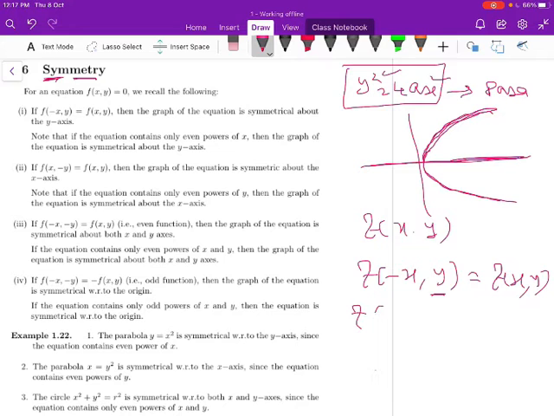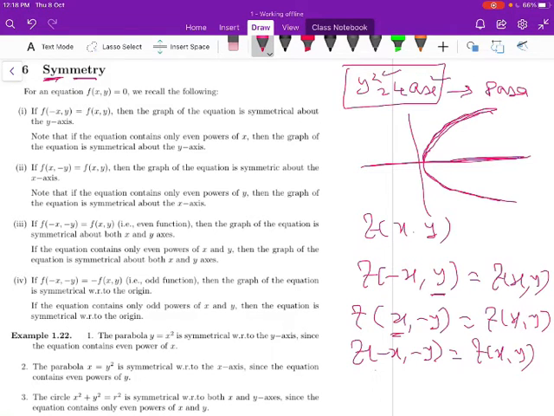Suppose f of x comma minus y is equal to f of x comma y, then the curve is symmetric about the x-axis. If we get f of minus x comma minus y equal to f of x comma y, then the curve is symmetric about both x and y axis. Suppose f of minus x comma minus y is equal to minus of f of x comma y, then the curve is symmetric about the origin.